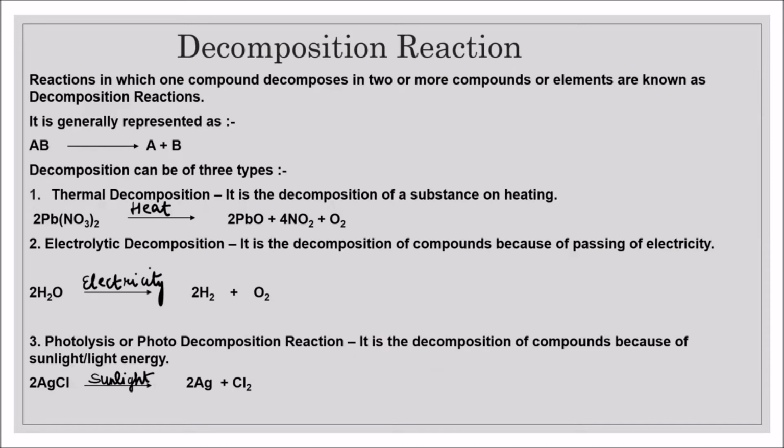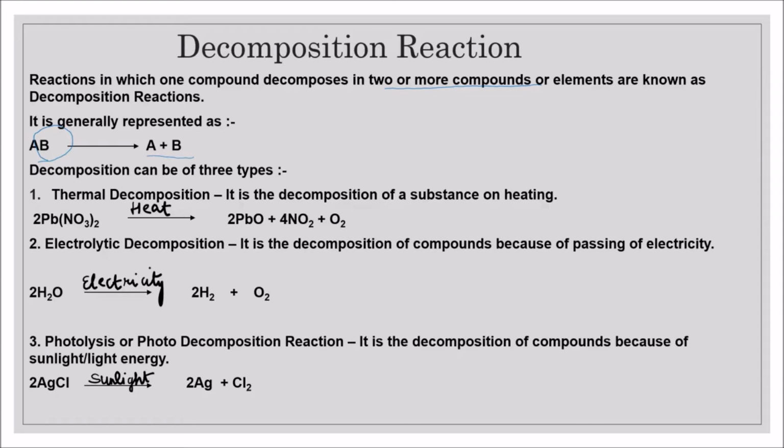Let's move to decomposition reactions. These reactions are totally opposite of combination reactions. In these reactions, there's one compound which is decomposing to form two or more compounds or elements. So it is represented as the reverse of a combination reaction. Here, AB is split into two or more elements or compounds, that is A plus B. To carry out decomposition, a certain energy is required. That can be heat, electricity, or light or sunlight.